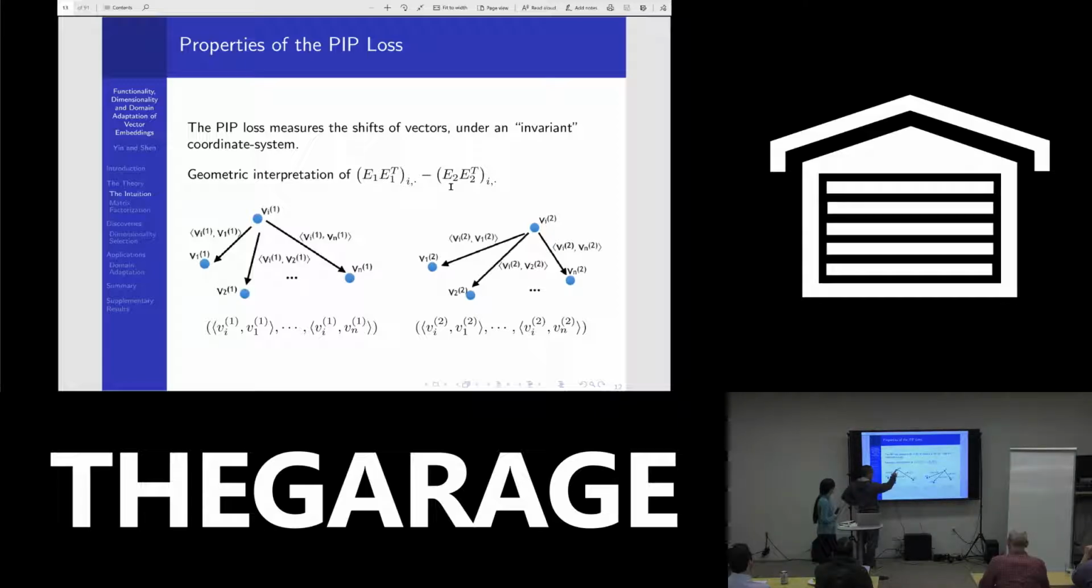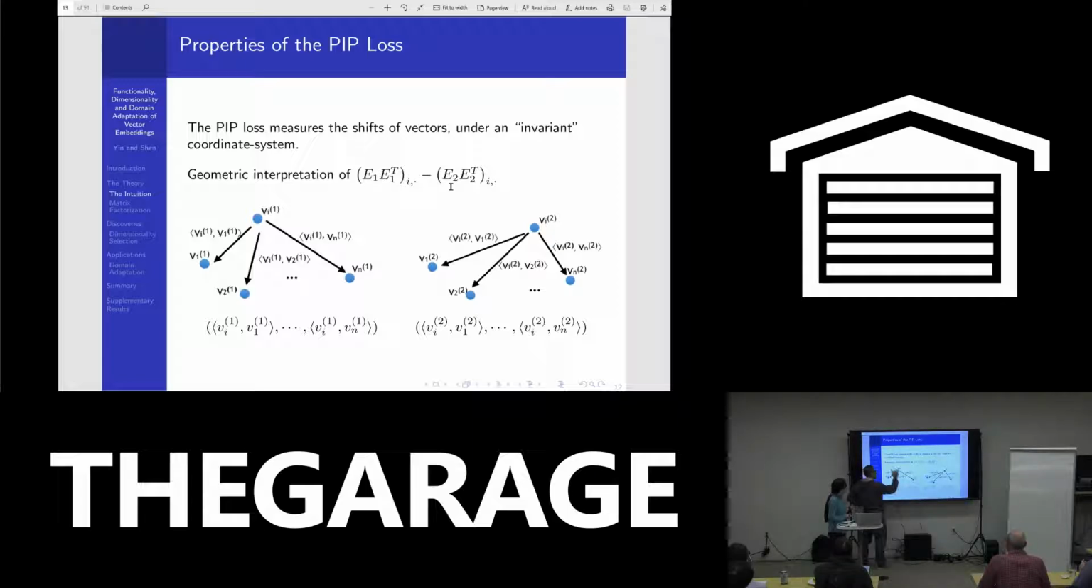We first measure the inner product between Vi and V1, and that's the first entry in the vector. And we do that for every pair of words. So we're essentially measuring the location of Vi against all other vectors here. And for the second embedding, we are doing the same. We measure the ith vector against every other vector, using them as anchors. Now when we take the difference between these two n-dimensional vectors, we're essentially measuring the relative shift of Vi, and the shift is relative to all other vectors.